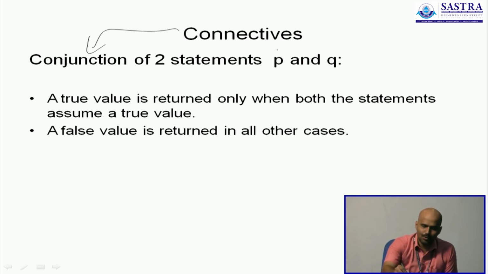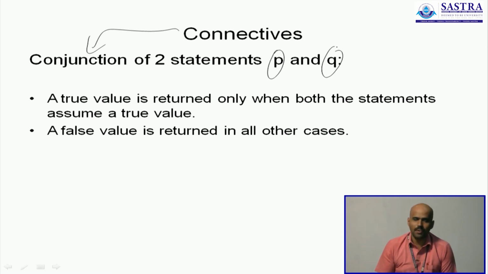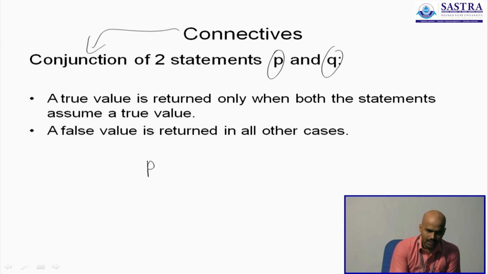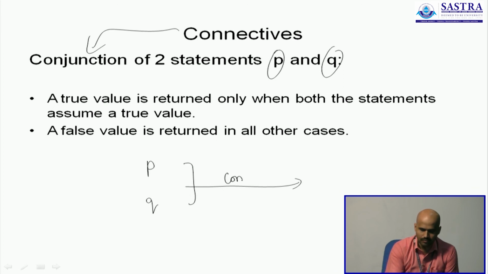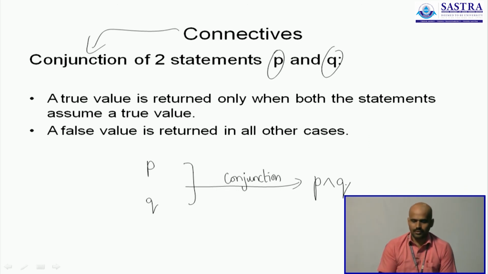So there are two statements P and Q and you're connecting them using a conjunction, then that conjunction takes a true value only when both statements are true. In other words, there is a statement P, there is a statement Q, you're combining them using a conjunction as a connective. That connective is referred to or denoted by this, the conjunction of P and Q.